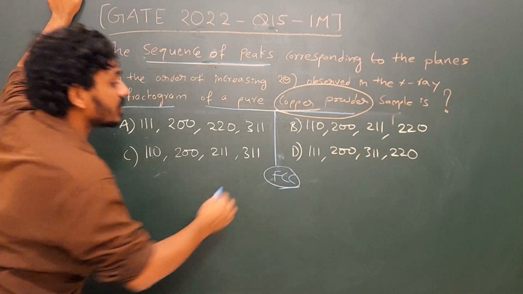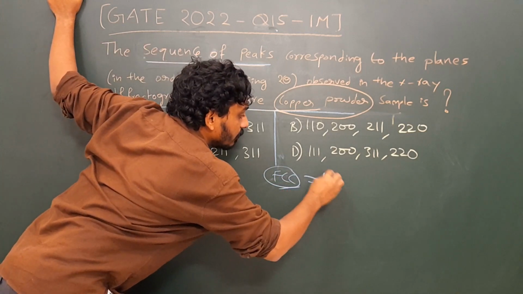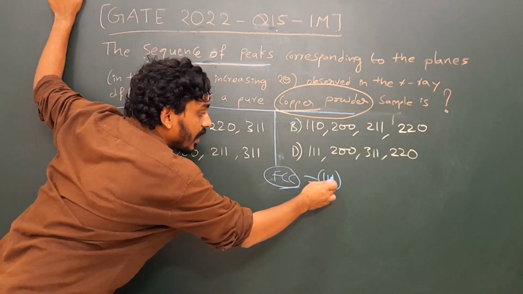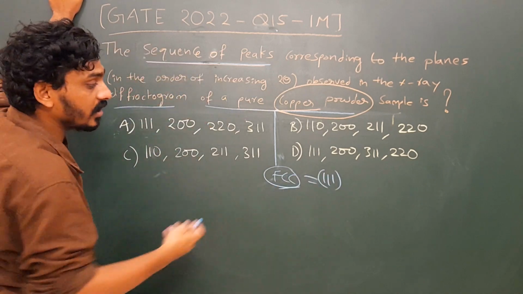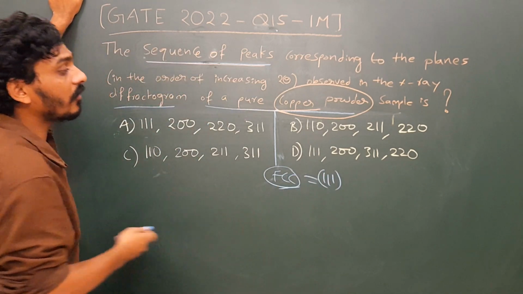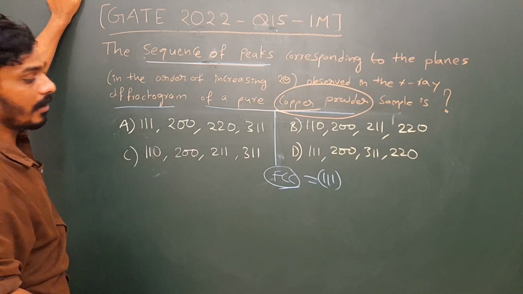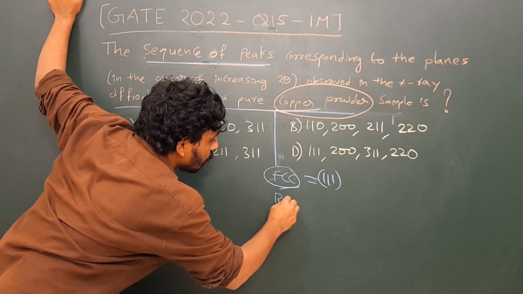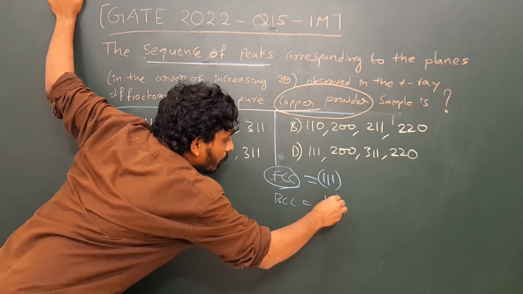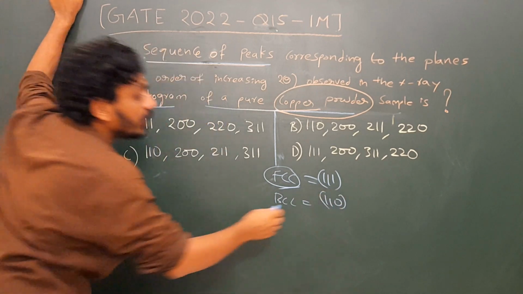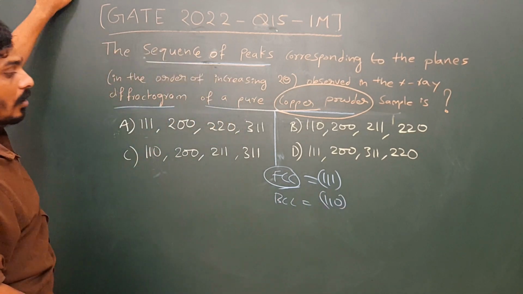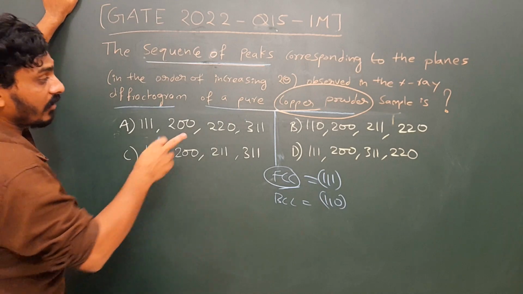Now we know in FCC, what is the first peak? The first peak is actually 111, because the 111 plane is the maximum intensity, the maximum density plane, so it should be the first plane in an FCC. Like that, in BCC, the 110 plane is the maximum density plane, which means it is the first plane. So from that, what can we understand?